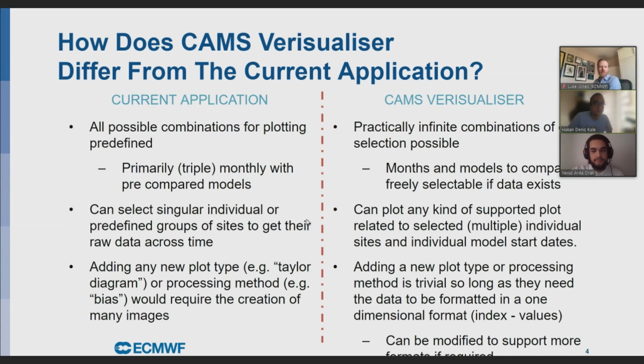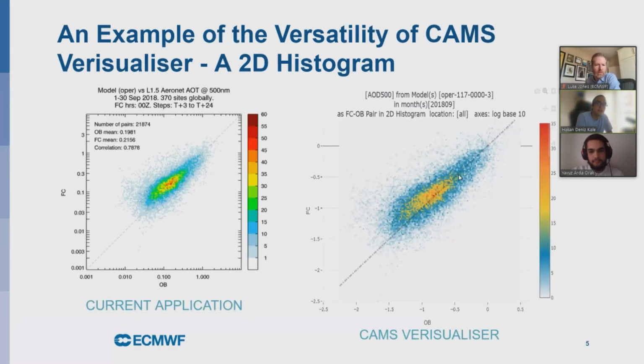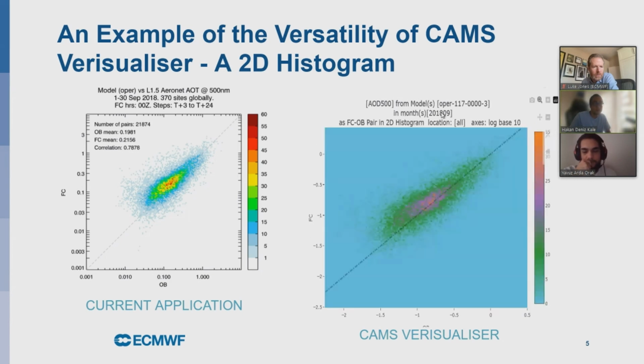So let's show a practical example. On the left, you see an image from the current application. And on the right, you see its equivalent in the current CAMS Verisualiser, our web app. As you can see, there are some small differences, but in general, the idea is the same, and basically, it looks quite similar. But what you can do currently is to easily, for example, change its color, or if you'd like to, as the data and plotting are actually completely separate in our application, you could also plot it in something else than the current library we are using, which is Plotly.